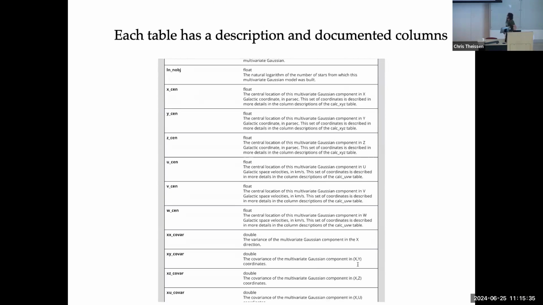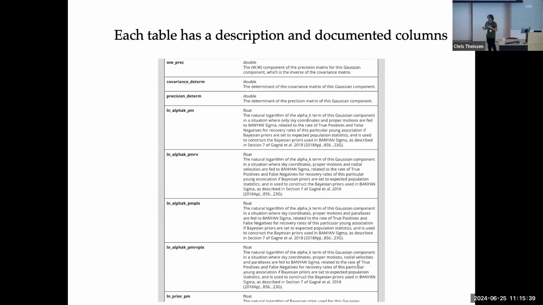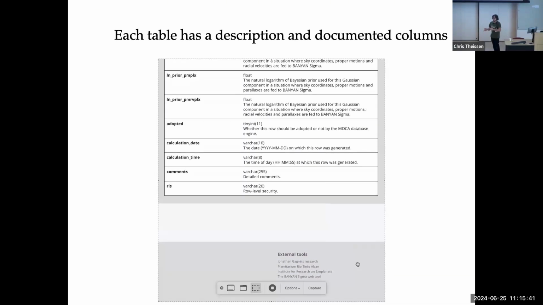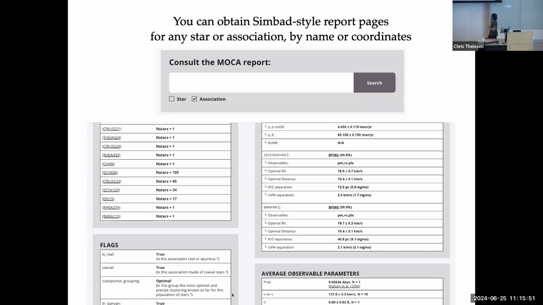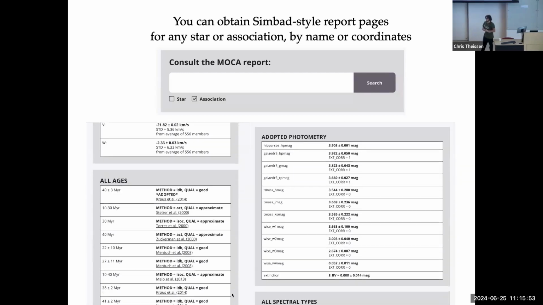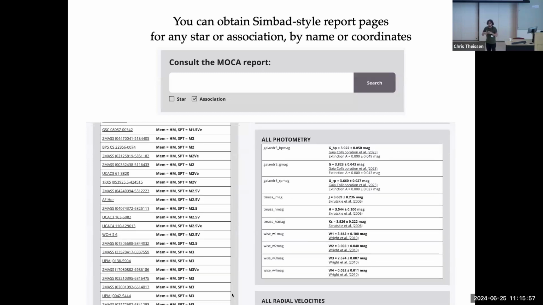And we did a lot of work to document everything properly. Every table and every column of every table has a detailed description on the website with all of the units and how they were derived. And you can also get a view similar to what you get on SIMBAD for a single star or a single association, but it's all uniform.